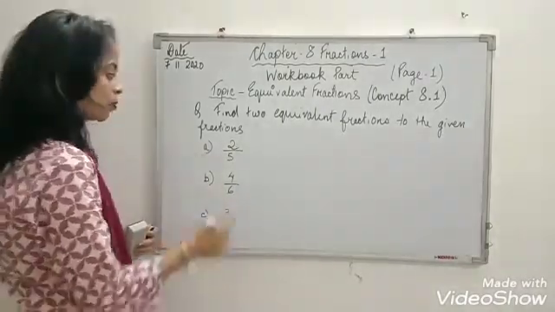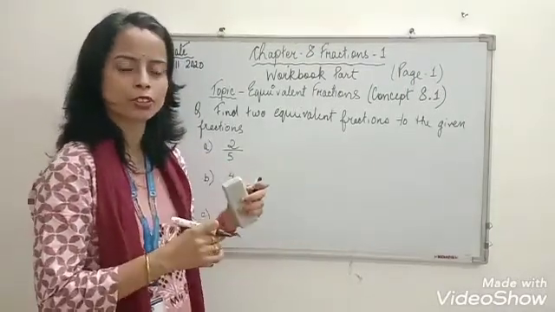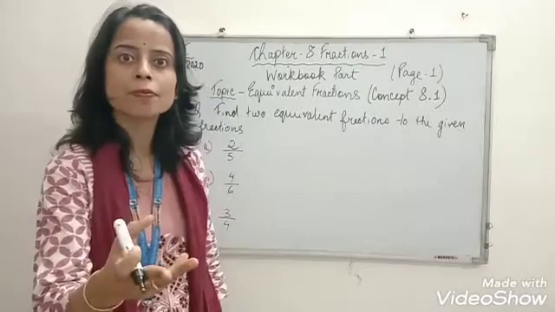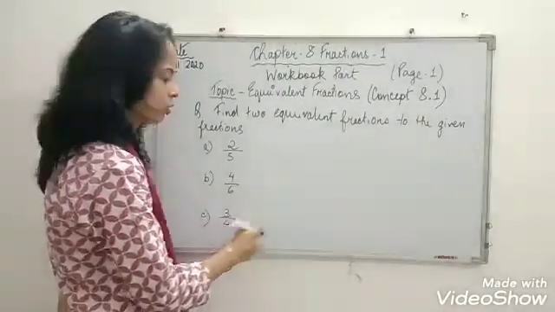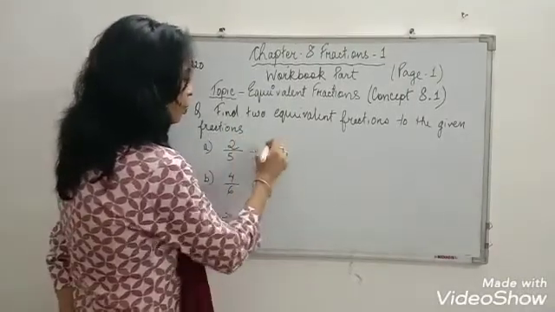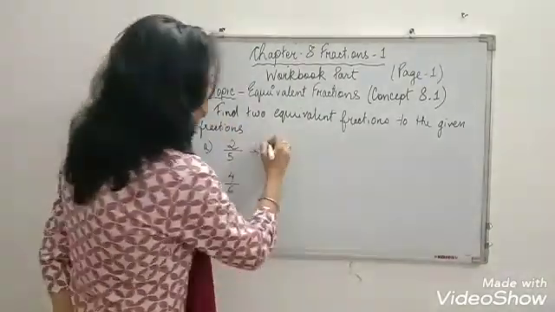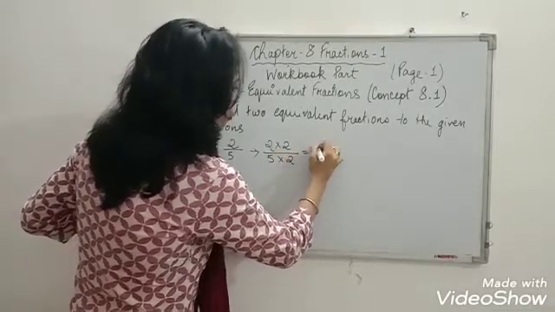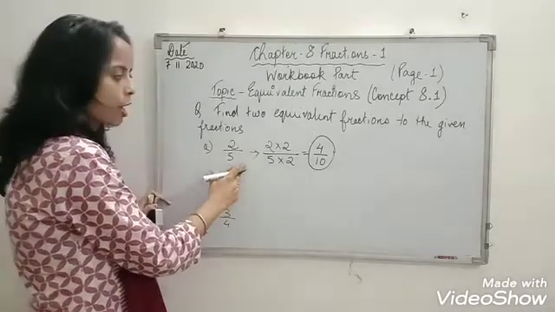Okay, let me help you. As I have already explained, to find an equivalent fraction of a given fraction, we have to multiply both the numerator and denominator by the same number. Right? So let's do one by one. 2/5. We will multiply both the numerator and denominator by the same number, any number. 2 into 2, 5 into 2. So it is 4/10. So 4/10 is one equivalent fraction of 2/5.